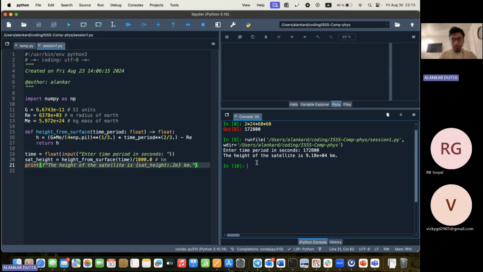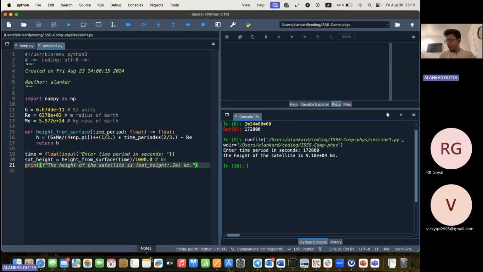So we are going to put this number in, and then it shows that this is the height of the satellite, which is 9.18 times 10 to the 4 kilometers. So this E is basically 10 to the power of something. So 9.18 times 10 to the 4 kilometers. I've used the scientific notation in here just because the numbers that come out are very large, and it's the compact way of writing it. Otherwise, you'll have a lot of zeros.